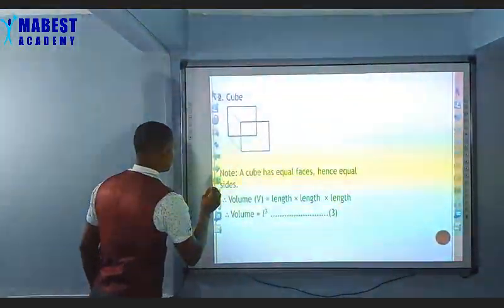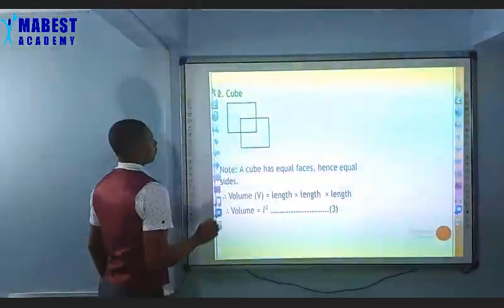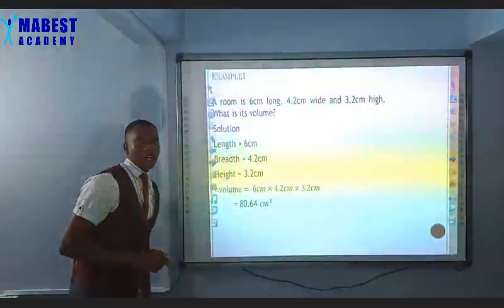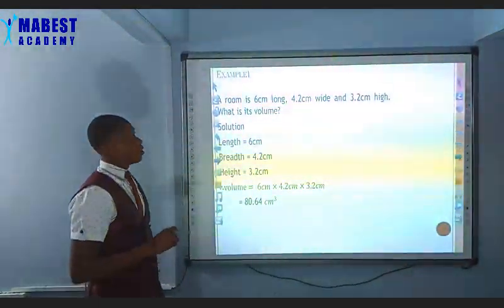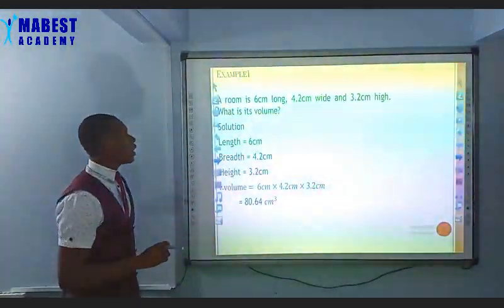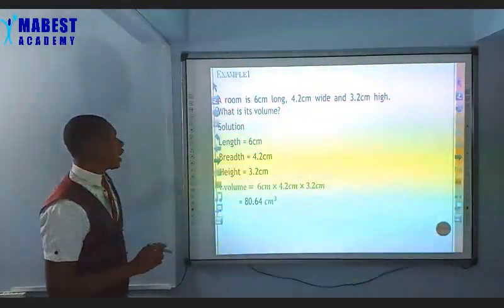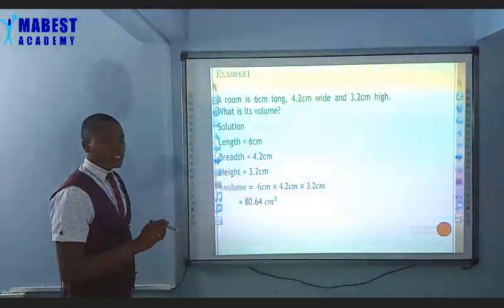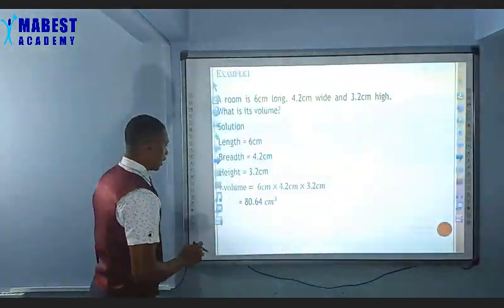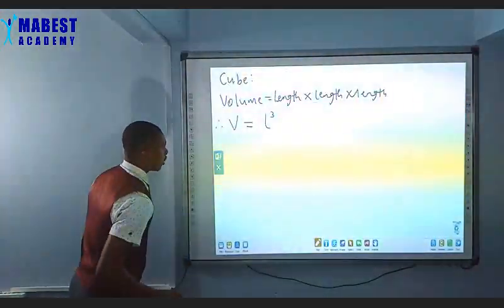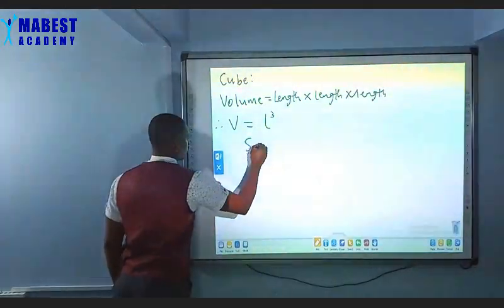Can we move to the next slide, which is our first example? It says that a room is 6 centimeters long, 4.2 centimeters wide, and 3.2 centimeters high. What is its volume? 6, 4.2, and 3.2. Let's choose our working solution to example 1.